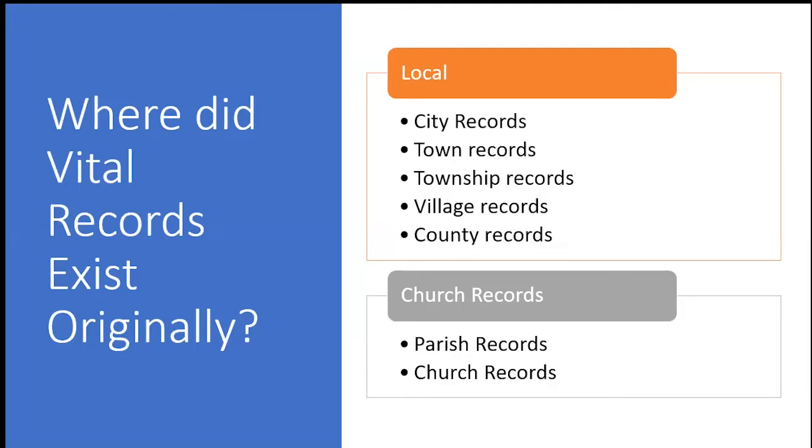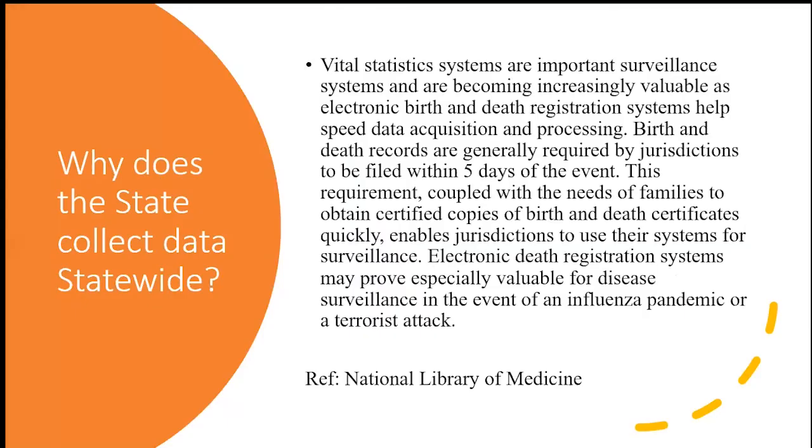Now, where did vital records exist originally? Well, they were local. They were city records, town records, township records, village records, county records. They were local. There are also church records, parish records, and church records themselves. A key question I always ask myself when I look at these records, because now the information does reside at the state level, why does the state collect the data?